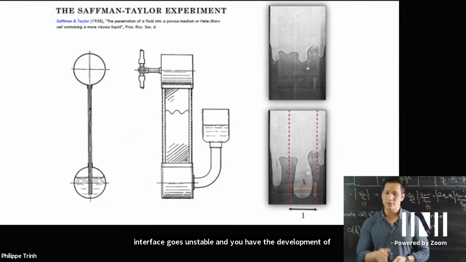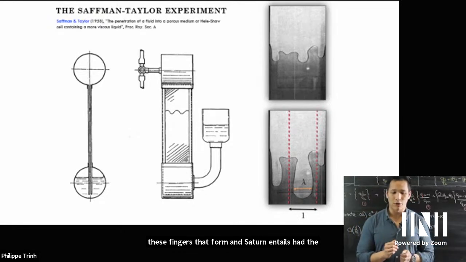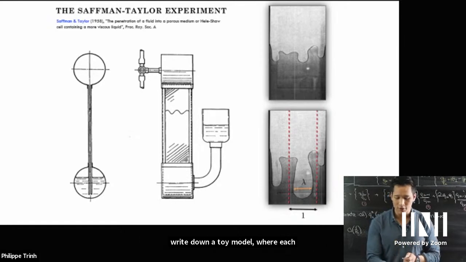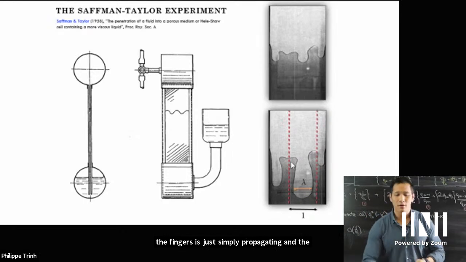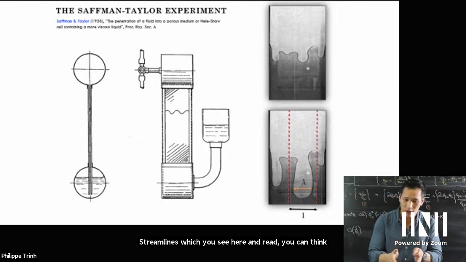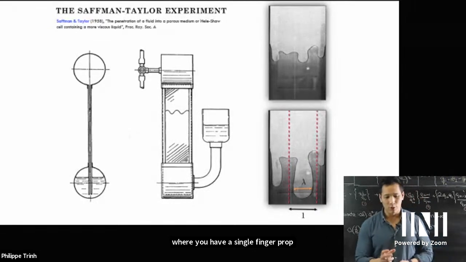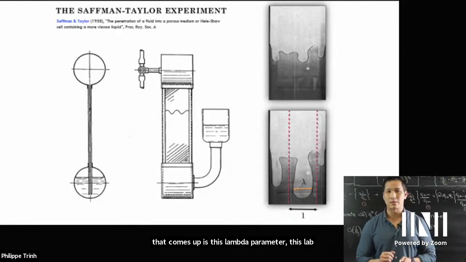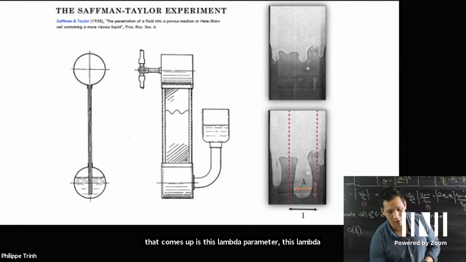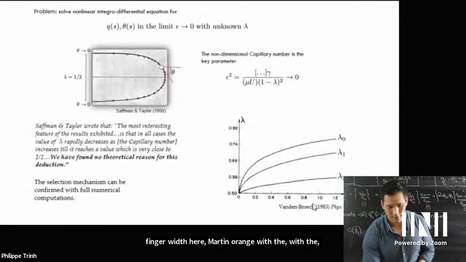And Saffman and Taylor had the following thought. They said, well, let's assume that we can write down a toy model where each of the fingers is just simply propagating, and the adjacent streamlines, which you see here in red, you can think of it as a channel. So essentially, you think of a model where you have a single finger propagating in the channel. And the relevant non-dimensional parameter that comes up is this lambda parameter, which characterizes the relative size of the finger width here, marked in orange, with the spacing between the two red lines.